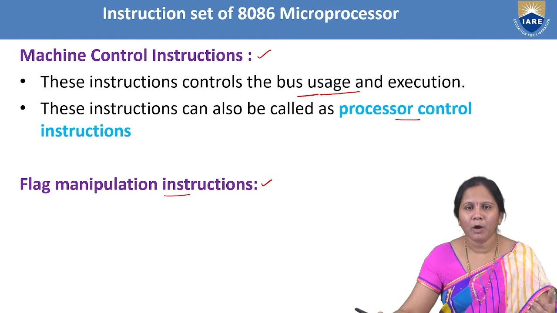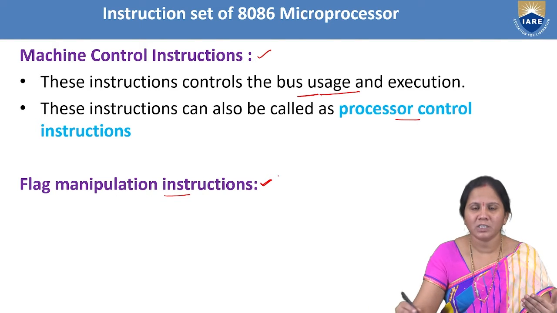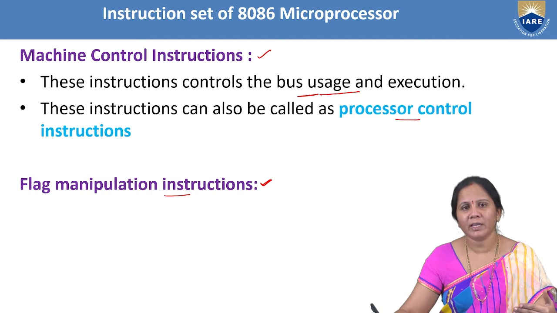Among all those 9 flags, the flags related to flag manipulation instructions are, first, the interrupt flag: how to set it and how to clear it, which is under the control flags. The next related flag is the direction flag: how to set the direction flag, how to clear it, and what operation is performed when it is set or cleared. These instructions are related to the direction flag, which is also a control flag.